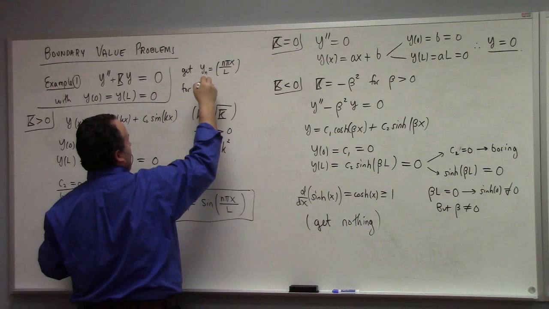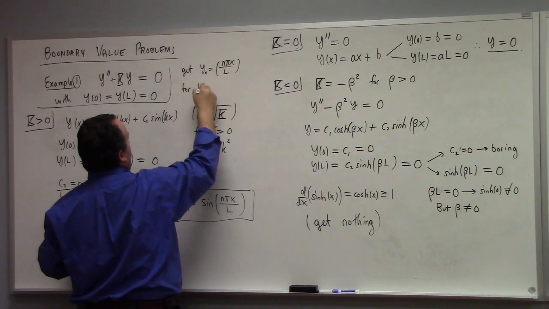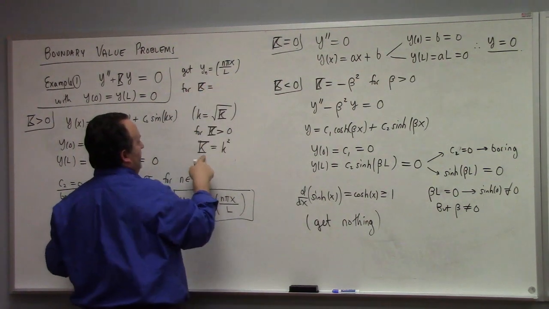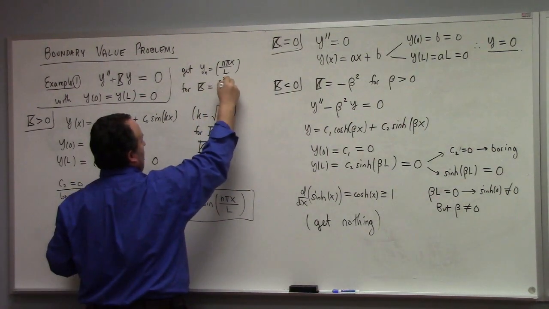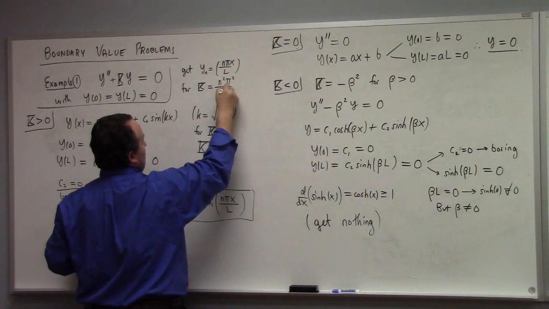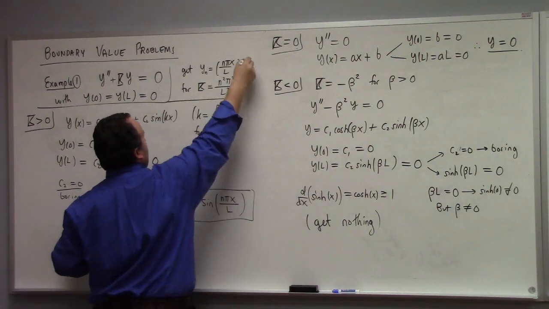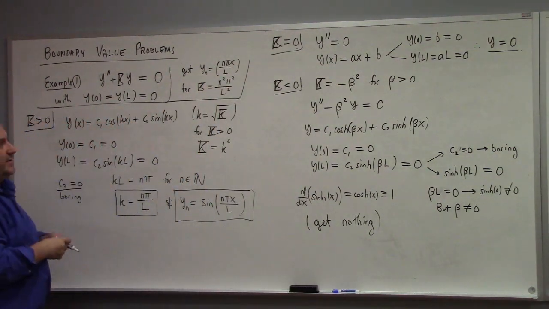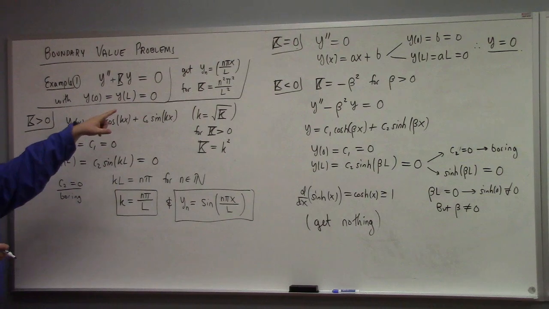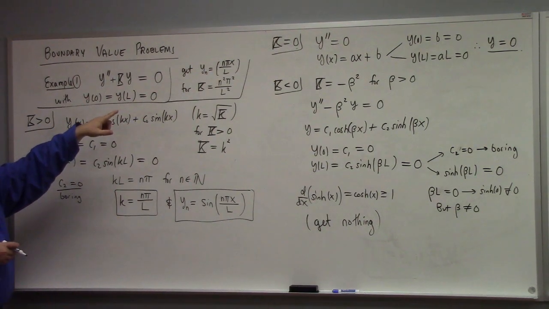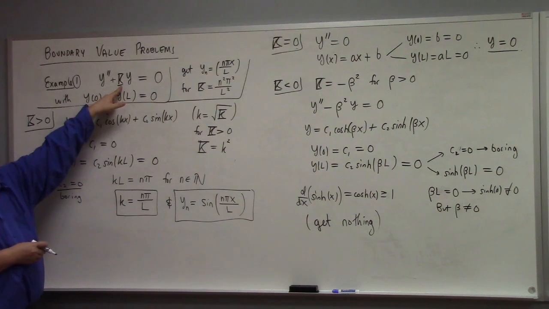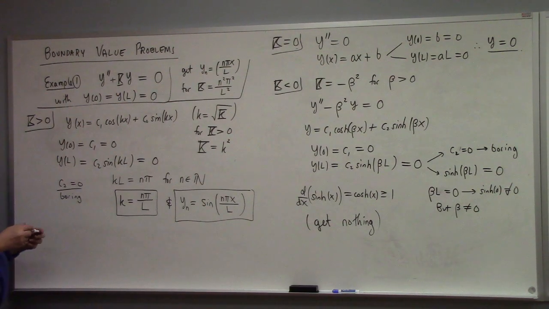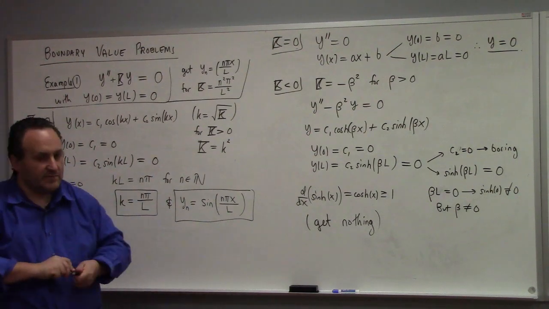Let's see here. So we actually had to have K equal to what? Remember, K was little k squared, which is actually n squared pi squared over L squared. So just for our future reference, those are the only non-trivial solutions to this boundary value problem. We have to have this constant K positive and equal to n squared pi squared over L squared. It's non-negotiable. Those are the only non-trivial solutions.